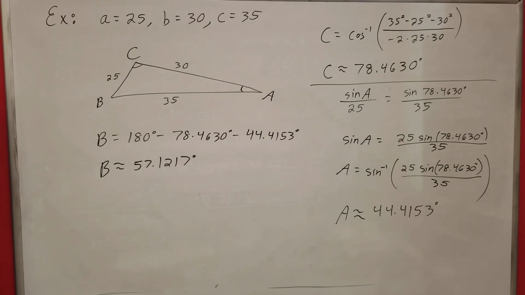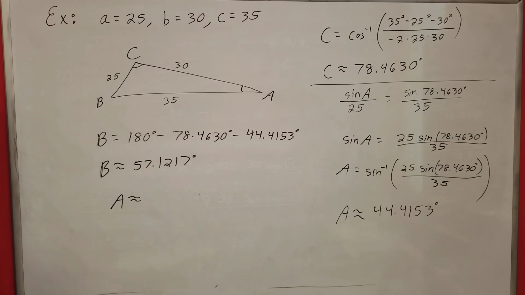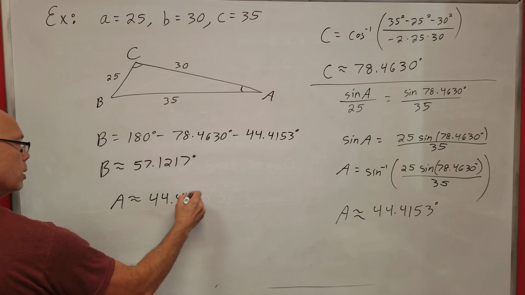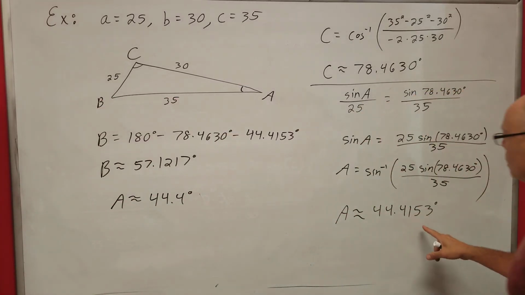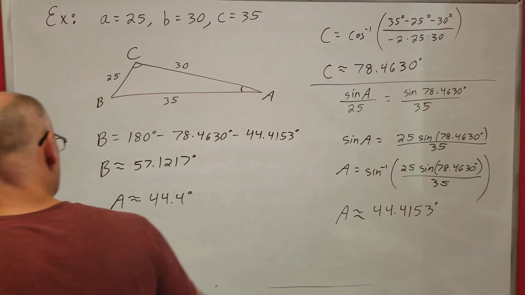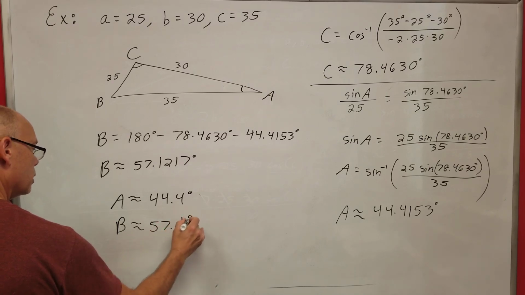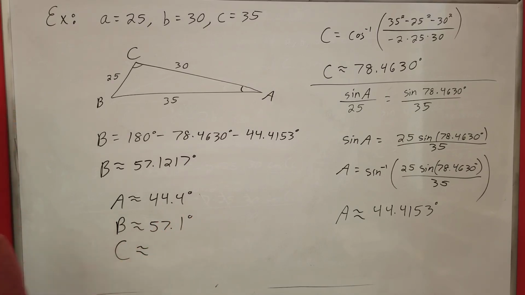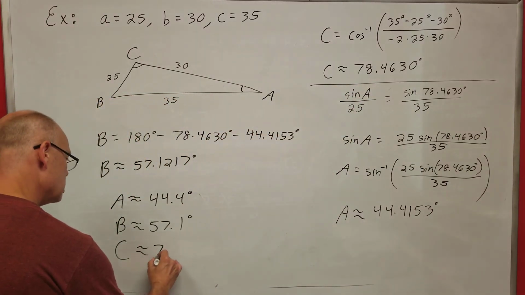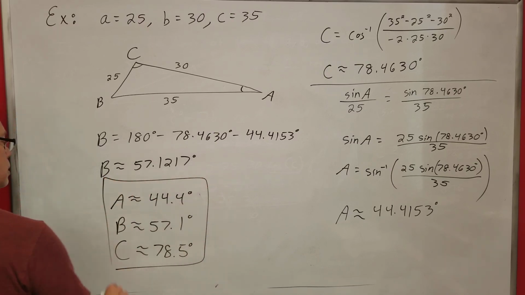All right, so let's list my answer. And let's round my answer to one decimal place like it says. A was 44.4 degrees, we said, over here. B we just found to be 57.1 degrees. And angle C, what did we find that to be? We found that to be 78.5 degrees. There we go.